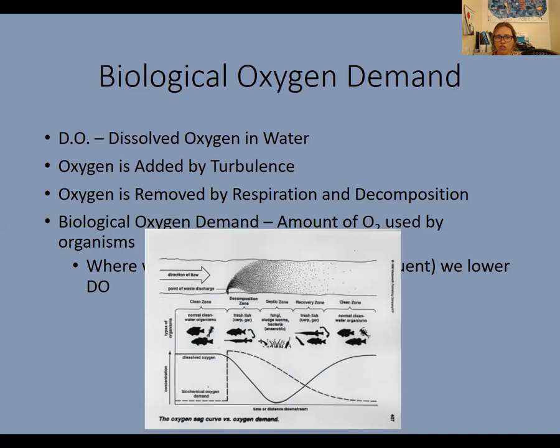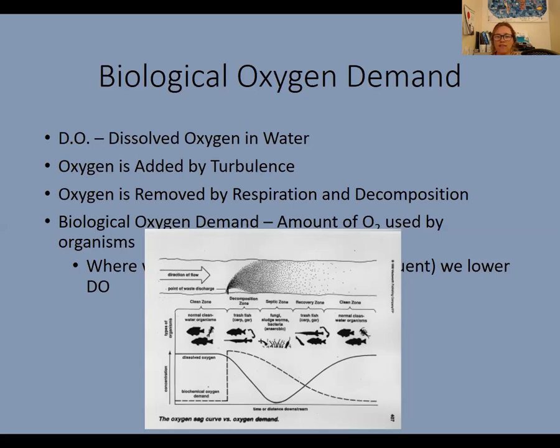On the other hand, oxygen is removed from the water when organisms are respiring, or using it up. Most living organisms in the water take oxygen out of the water to break down sugars to create energy. That's true of fish. It's also true of plants, which photosynthesize but also respire. And it's true of microbes that are decomposing other things like algae or dead fish in the water. All those processes use up oxygen. Biological oxygen demand is the amount of oxygen used by the organisms.